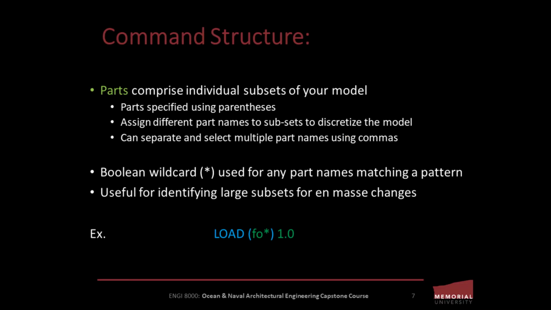Since we've now outlined how a command works, let's take a moment to discuss the next element of the command structure, the part. Parts comprise individual subsets of your model and will always be specified following a command by using parentheses. Proper part identification in your model is important because it enables us to discretize our model by assigning different part names to the subsets. This allows us to separate, identify, and select multiple part names using commas to select elements en masse.